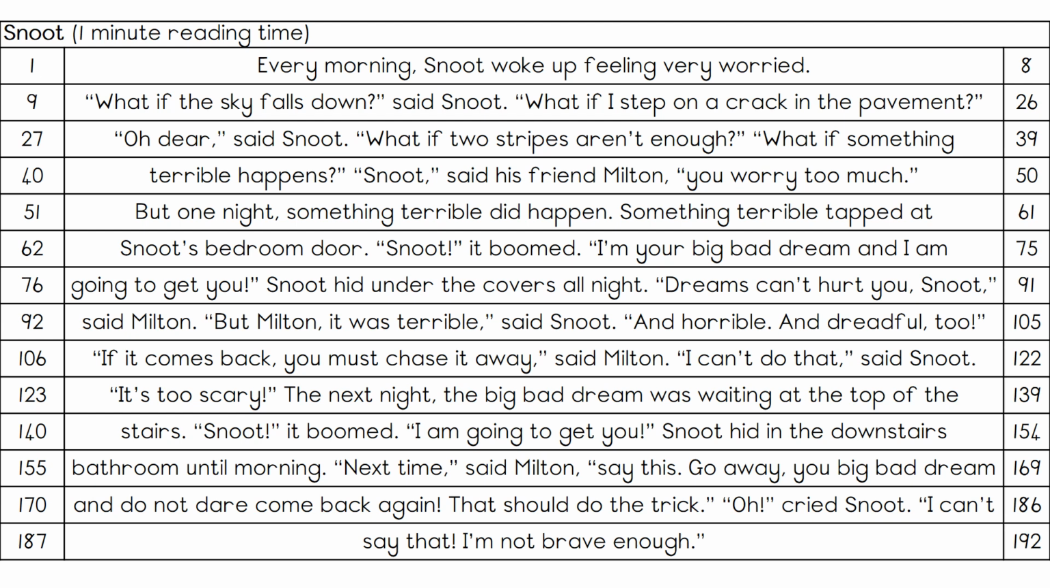If it comes back, you must chase it away, said Milton. I can't do that, said Snoot. It's too scary. The next night, the big bad dream was waiting at the top of the stairs. Snoot, it boomed. I am going to get you. Snoot hid in the downstairs bathroom until morning. Next time, said Milton, say this. Go away, you big bad dream, and do not dare come back again. That should do the trick. Oh, cried Snoot, I can't say that. I'm not brave enough.